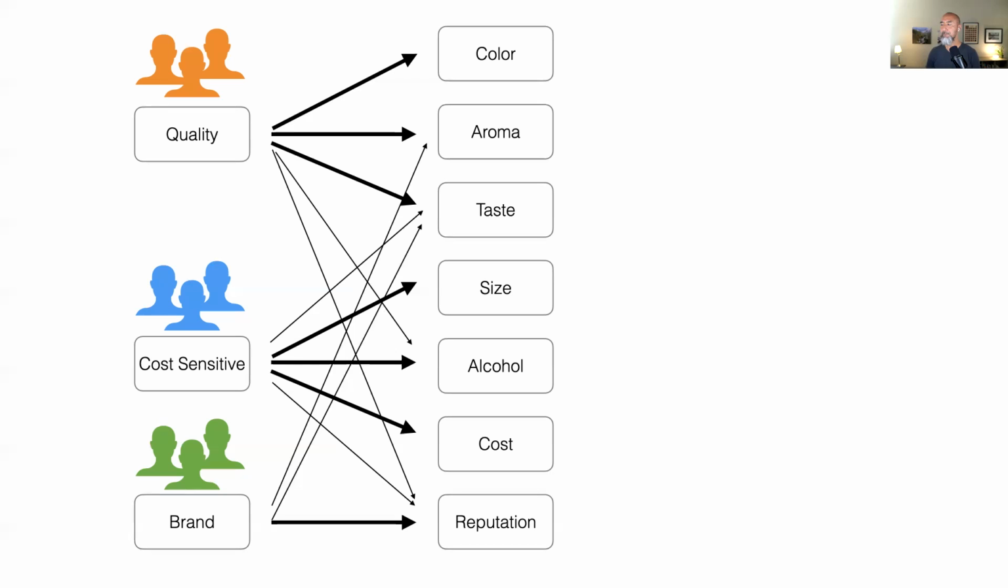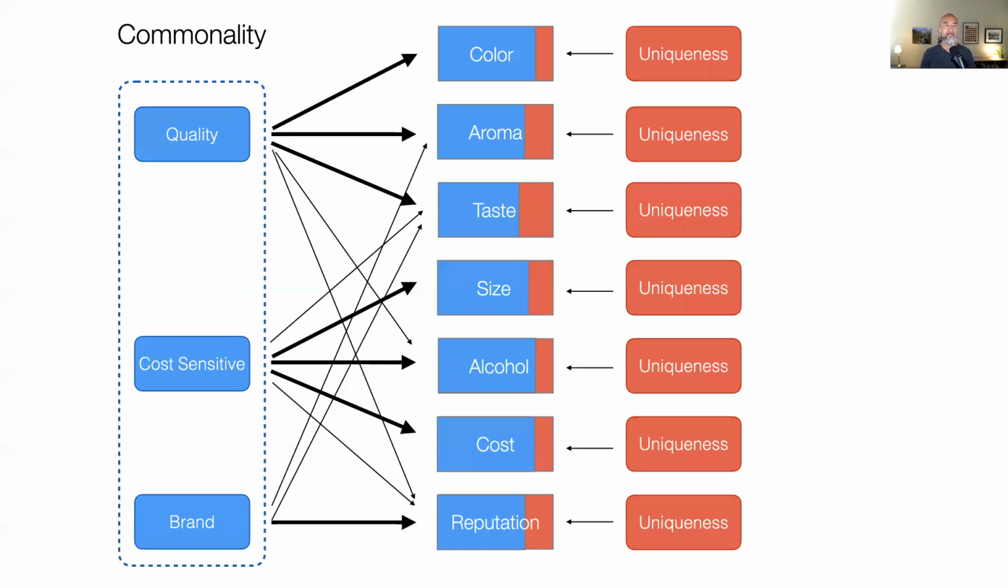Okay. And basically those on the left-hand side are called commonalities. Looks like, for example, quality is the common thing for color, aroma and taste. Also, here's one point: quality is not only for the color, aroma and taste. These people that we label the quality people also care about alcohol, size, cost, reputation, but not as highly as color, aroma, taste. And the same thing goes for cost sensitive, the brand, and so on.